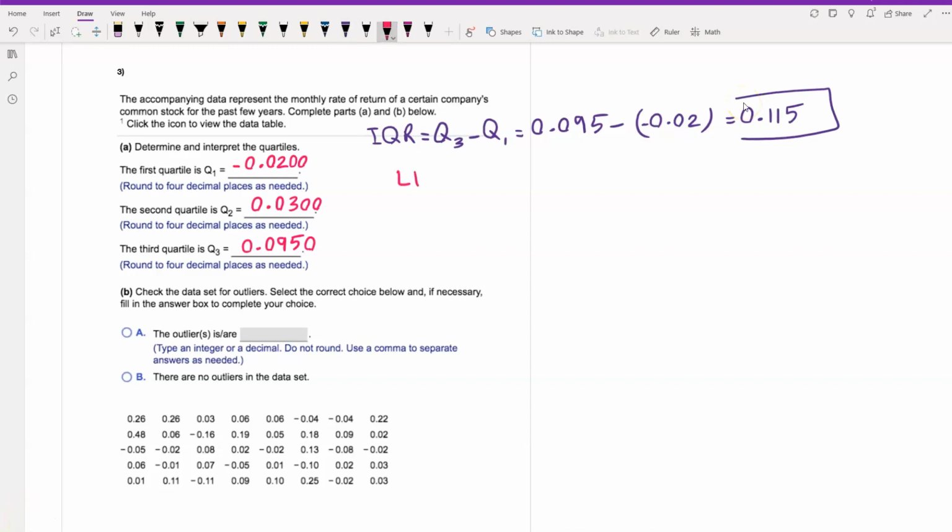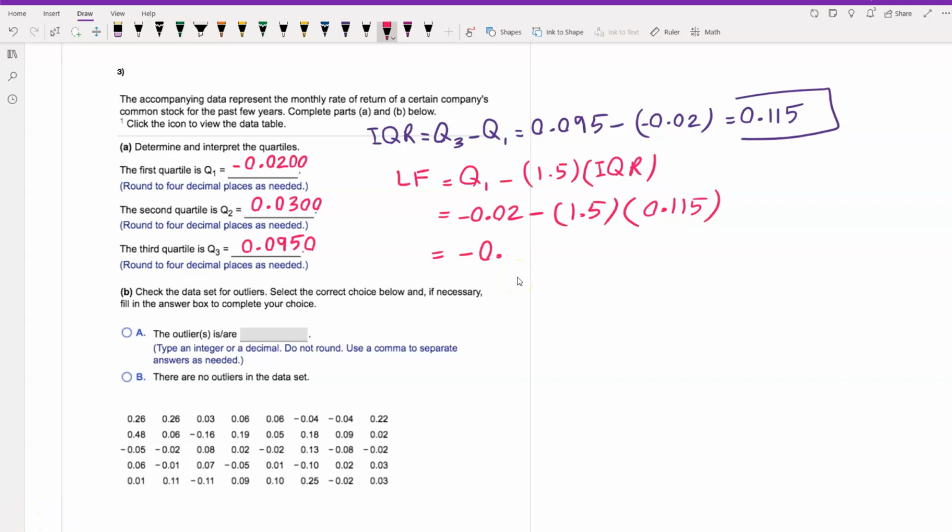And then finding lower fence. For lower fence, we have to start with Q1 and then subtract 1.5 times interquartile range. Q1 is negative 0.02 minus 1.5 times 0.115. Here is negative 0.1925.